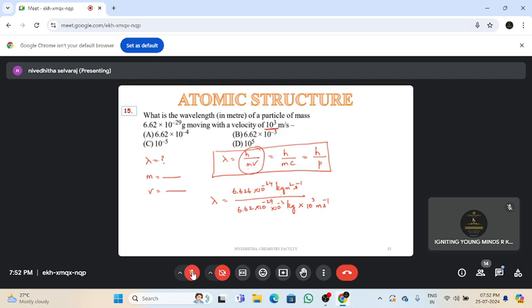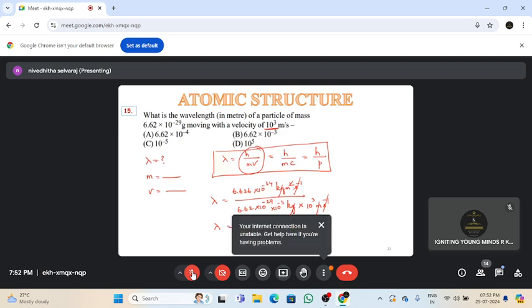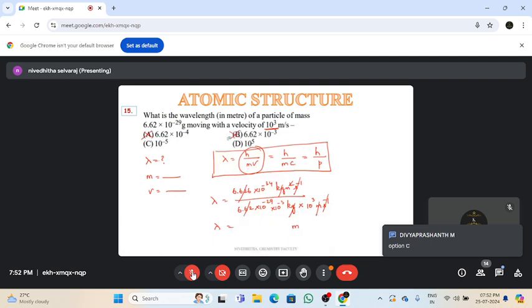So what are all the common terms and units? Second inverse and second inverse will get cancelled out. Kilogram will get cancelled out. 1 meter and 1 meter will get cancelled out. So we'll get the value in terms of meter. So 6.62 will get cancelled out. So simplify all these 10 powers and please come up with the answer. Definitely the answer is not option A or B. So what is the answer?